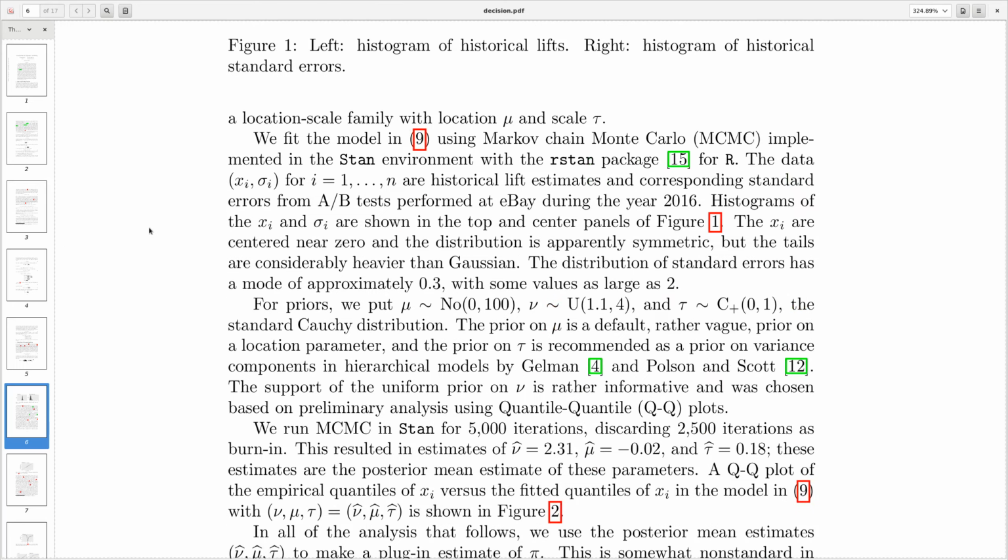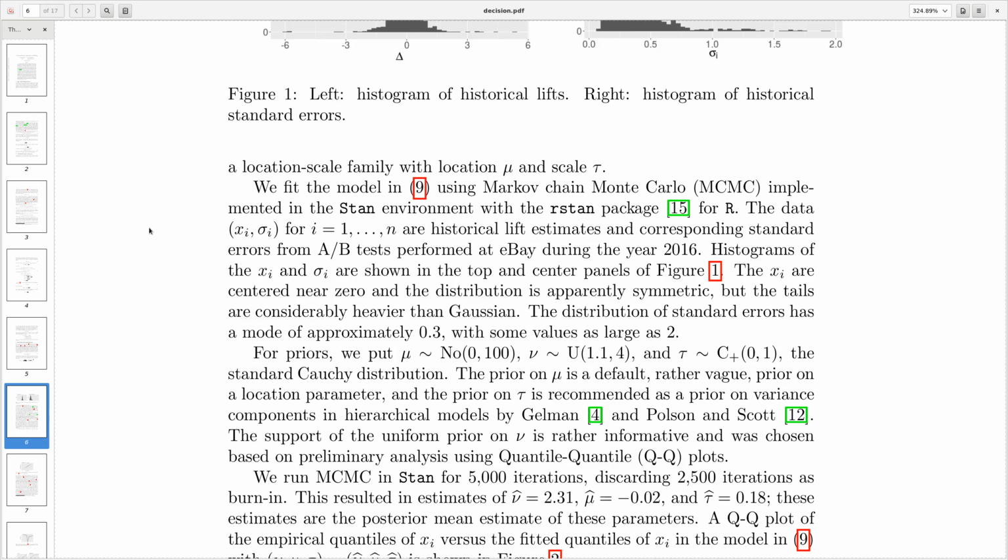We fit the model using Markov chain Monte Carlo implemented in the Stan environment with the RStan package for R. The data are x_i, sigma_i for i historical lift estimates and corresponding standard errors from A/B tests performed at eBay during the year 2006. The histograms of x_i and sigma_i are shown in the top center panel of figure 1. The x_i are centered near zero. The distribution is apparently symmetric, but the tails are considerably heavier than the Gaussian. The distribution of standard errors has a mode of approximately 0.3, with some values as large as 2.